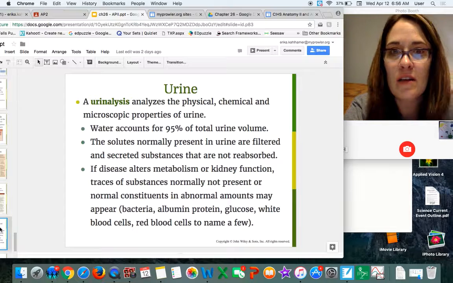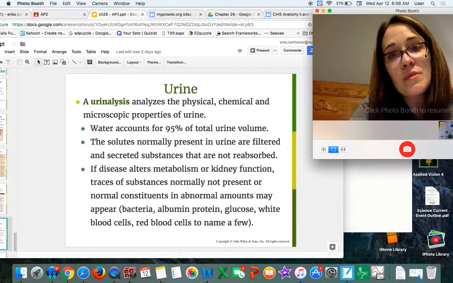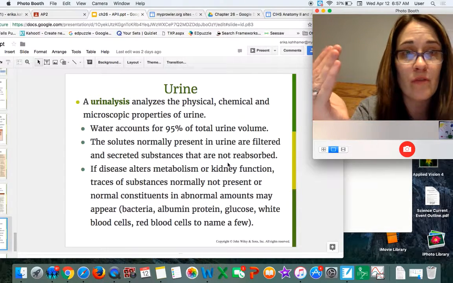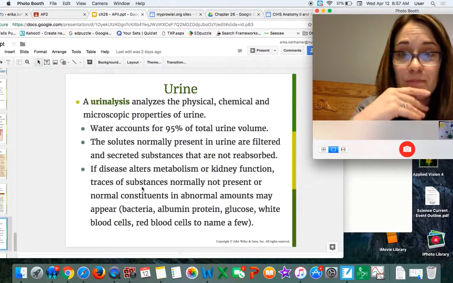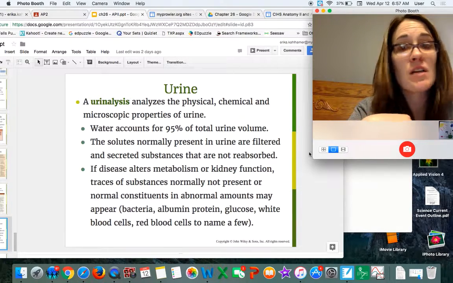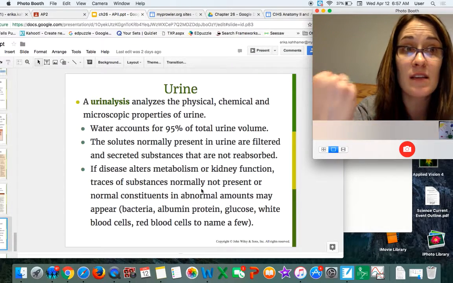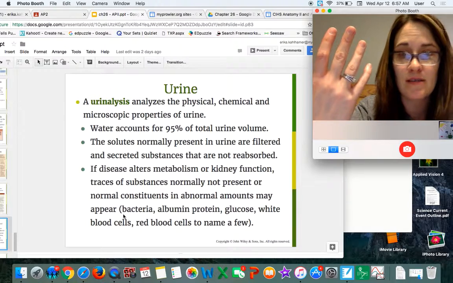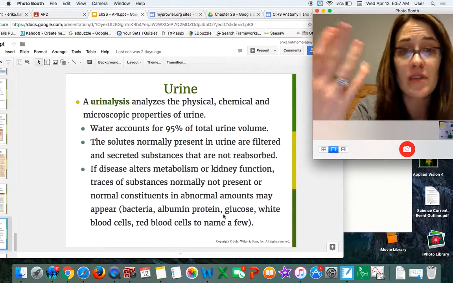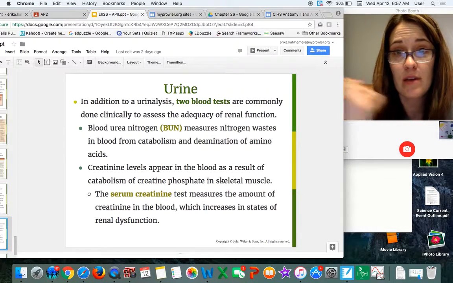There are normal substances present in urine that aren't reabsorbed, so they're filtered into the urine or they're resecreted or secreted. Certain diseases, kidney problems, alter that. So that's why they do a urinalysis, to see if potentially to rule out certain diseases. So abnormal things, bacteria, albumin protein, glucose, white blood cells, red blood cells, that would be abnormal.